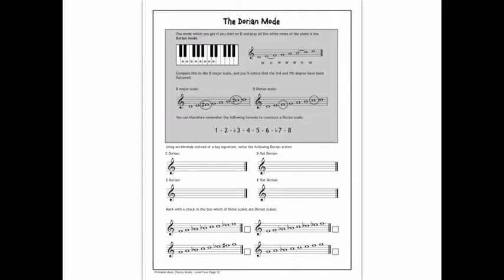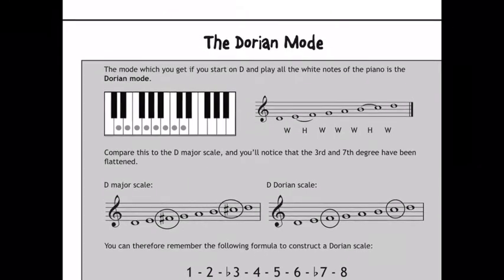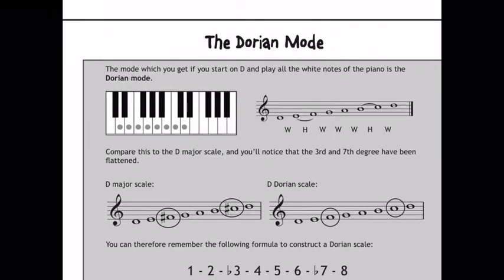So, to begin, we're going to quickly remind ourselves that the Dorian mode, what it says here, the mode which you get if you start on D and play all the white notes of the piano, is the Dorian mode. Now, Dorian, just like any other mode, can start on any note, but they're showing it to you in the key of D because it happens to use all white keys.